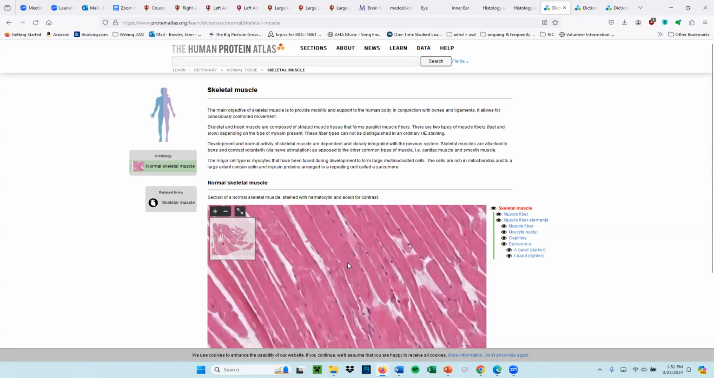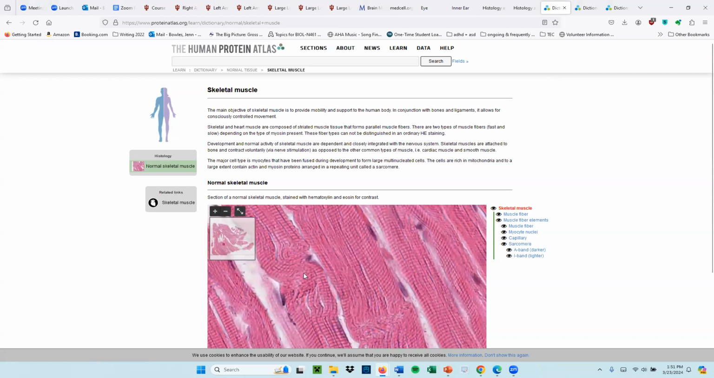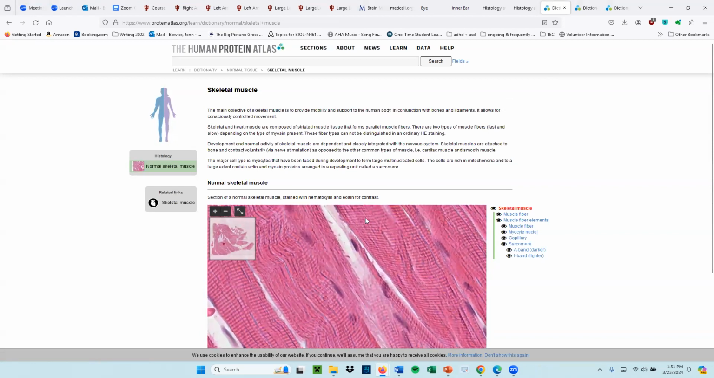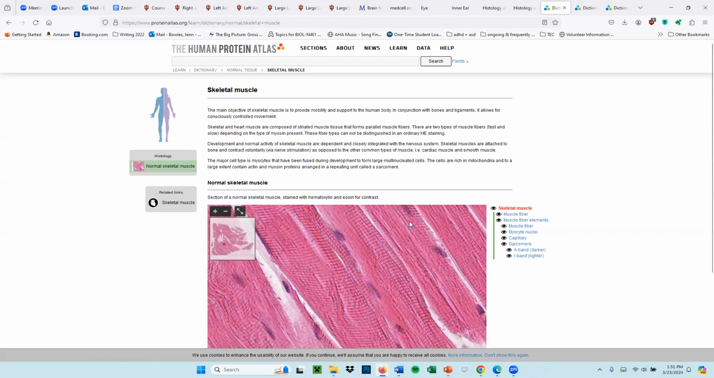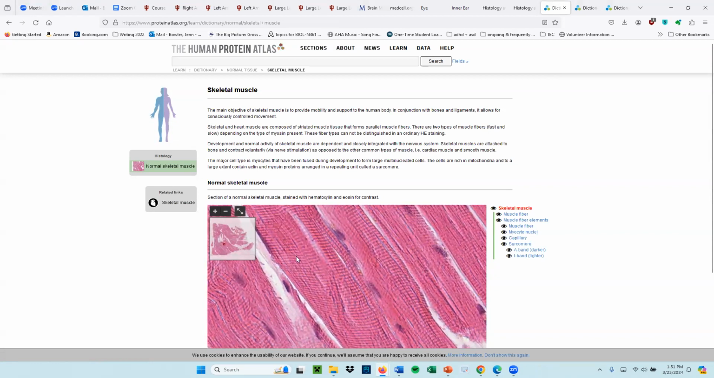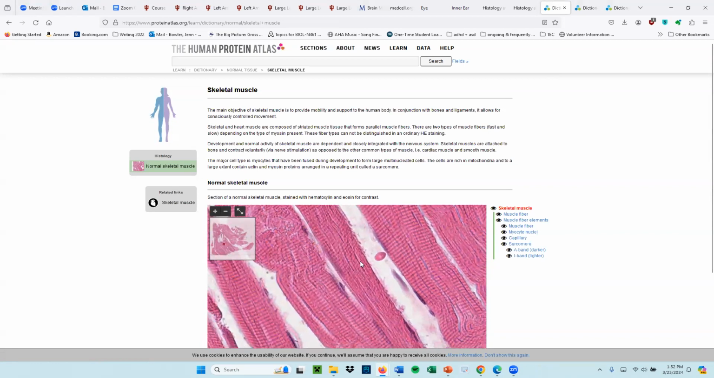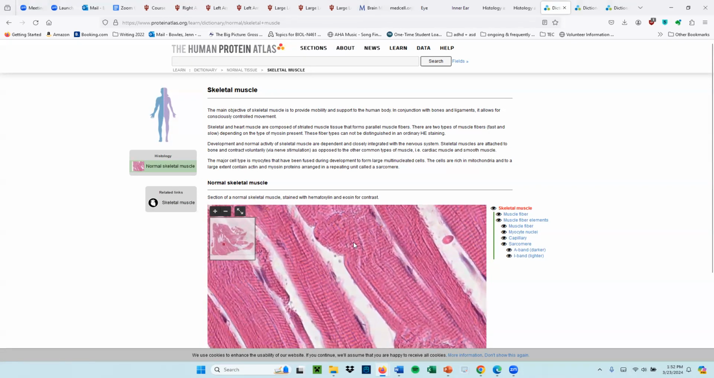So when you get a slide, you'll have to zoom in quite a bit. And you start to see these really prominent striations. If you see a muscle slide that looks like this, where we have striations all throughout the tissue, this has to be skeletal muscle. It's the most striated of all of them. If you see a pattern like this, it has to be that skeletal muscle. We can zoom in further now.